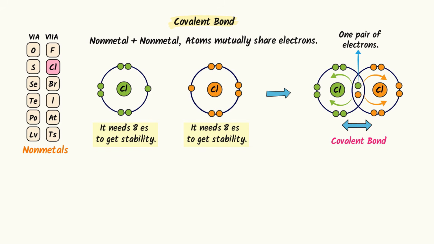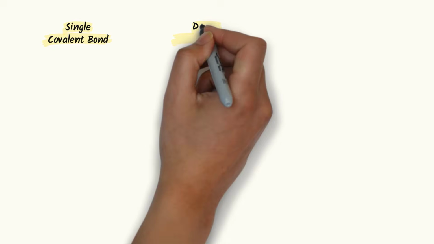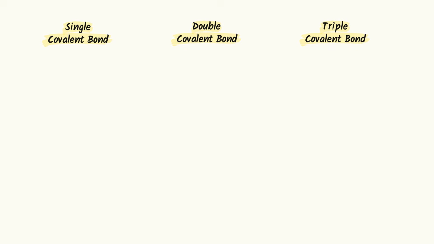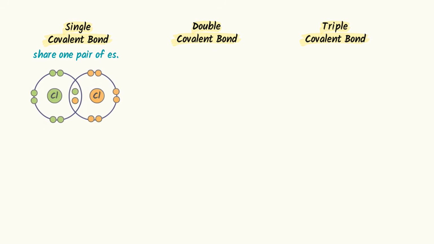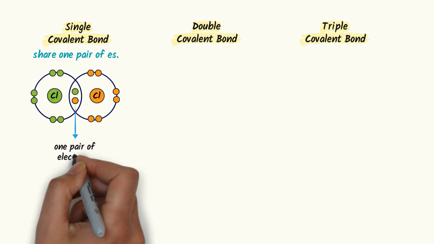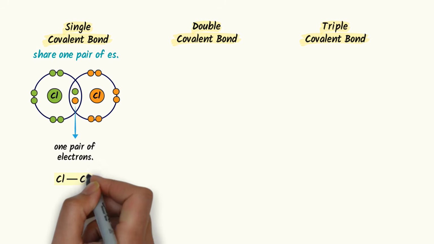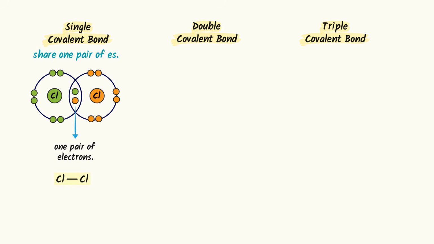Here, we will learn some important concepts of covalent bonds like single covalent bond, double covalent bond, and triple covalent bond. When 2 atoms share 1 pair of electrons, they will form a single covalent bond. For example, consider a chlorine molecule. Here, the 2 chlorine atoms share 1 pair of electrons. So chlorine molecule has a single covalent bond. Remember that a single covalent bond is represented by a single line between atoms.